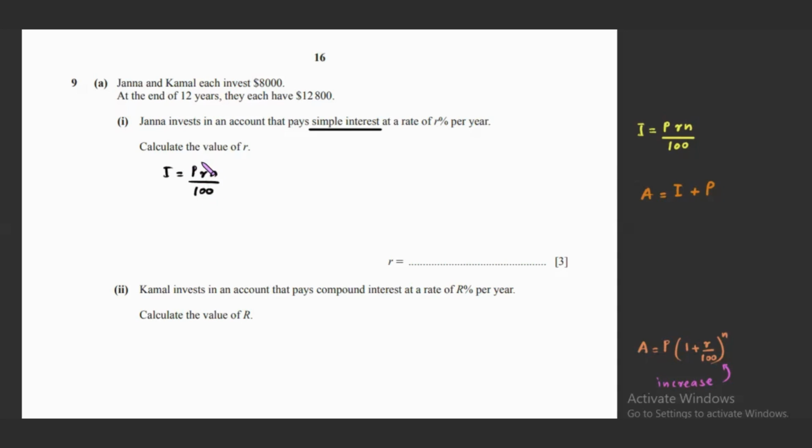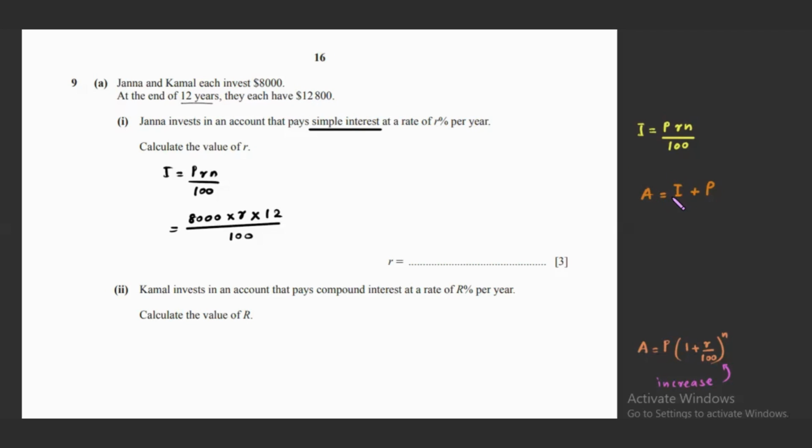P is the principal amount, that is the amount invested. So that's going to be this 8,000 times R, which is what we are supposed to find, that is the rate, the percentage that we are supposed to calculate, times N, the period of time, that is 12 years, so I need to put 12 here, divided by 100, and I need to substitute the interest. But this 12,800 is what they get after 12 years, which means the total amount is this 12,800.